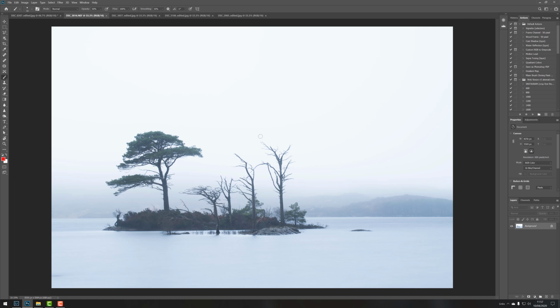But otherwise, I think it's composed quite nicely, and there's a good balance of negative space to the clear focal points of the trees. So otherwise, a good job there.